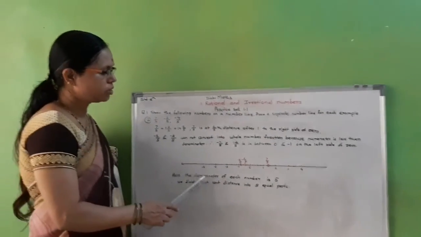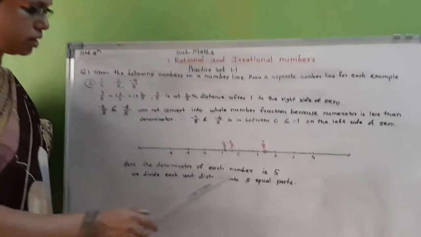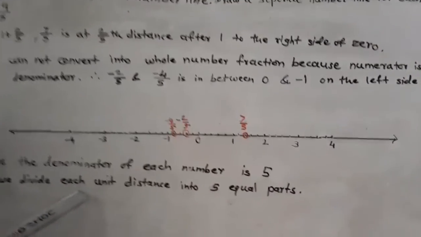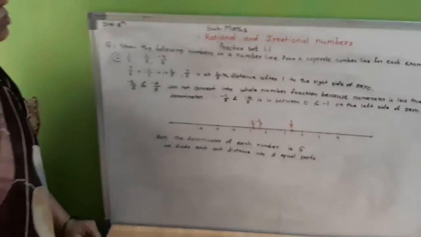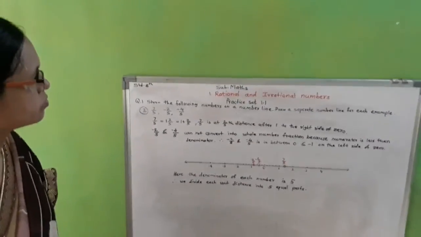Here the denominator of each number is 5. So we divide each unit distance into 5 parts. Students, complete the remaining exercise.